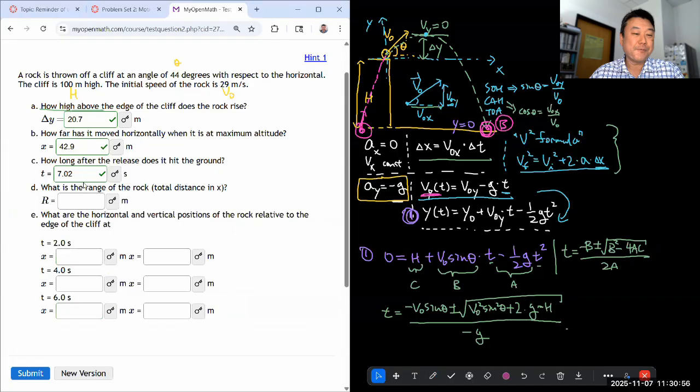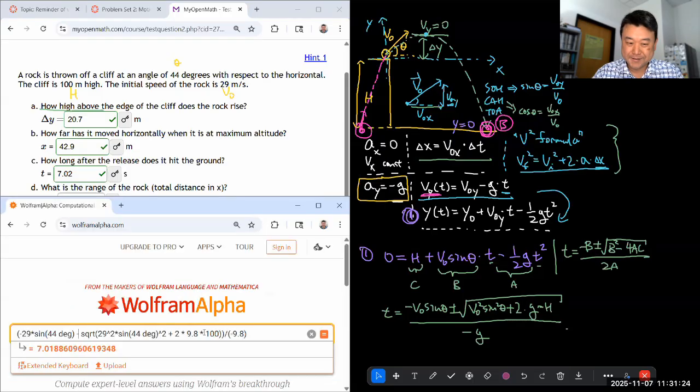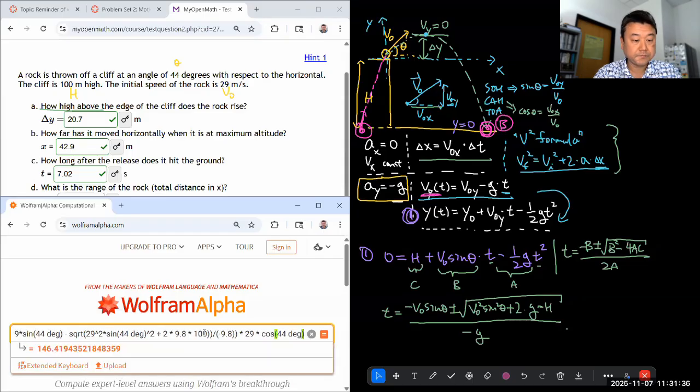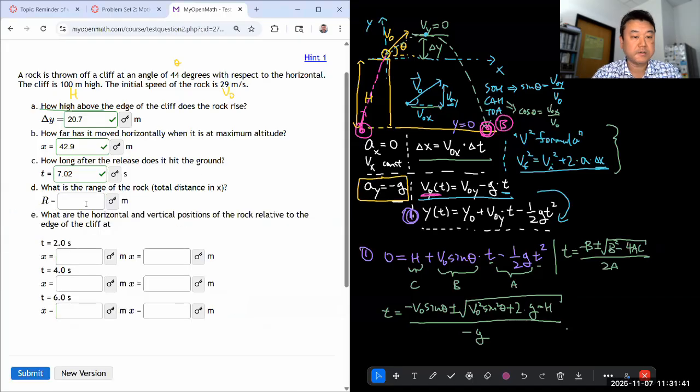All right, let's try wrapping this question. It's long. What is the range of the rock? So here part C actually helps us, because we worked out the time. We just take the time and multiply that by v naught x, and that'll give us the range. Let me do that in Wolfram Alpha. This is my time at which the rock hits the ground, so I'm going to multiply this whole thing by v naught, so 29 meters per second times cosine of 44 degrees, and that should be the range, 146 meters.